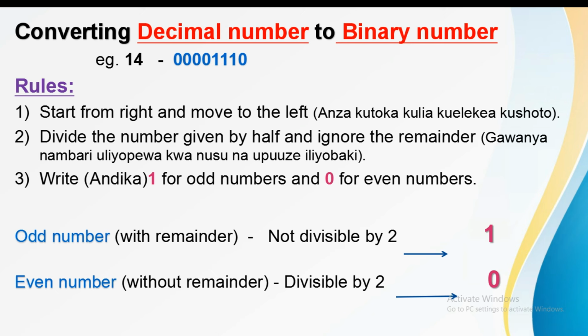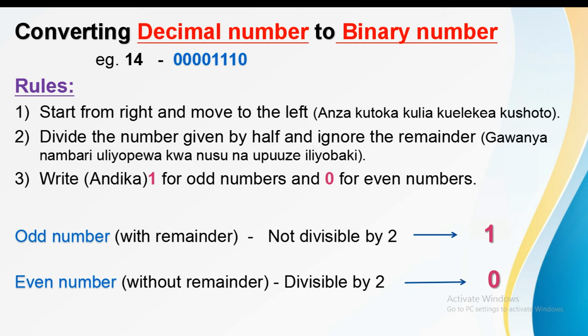There are rules for converting the decimal number into the binary number system. The first rule is you start from right, then you move to left. Yani unaanza kulia ukienda kushoto. Then the next one is you divide the number by half and ignore the remainder. Yani unagawanya ile namba umepewa, unaigawanya na mara mbili, alafu unapuuza ile remainder inayobakia. Unaipuuza, usiiangalie. Alafu rule ya tatu ni unaandika moja kwa odd number.